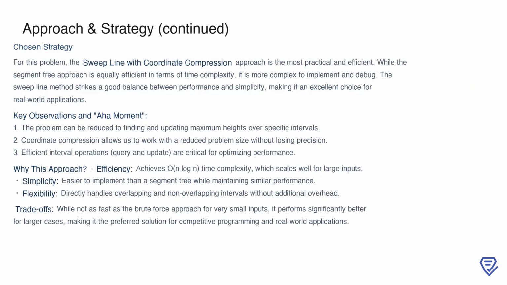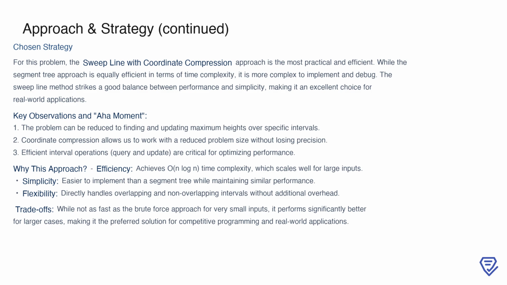Ultimately, the sweepline method with coordinate compression stands out as the most practical and efficient approach for this problem. It simplifies the process while maintaining the same O(n log n) time complexity as the segment tree approach. By compressing the coordinates, we reduce the problem size without losing any precision. This allows us to use a simple array to track the maximum heights at each compressed interval. For each square, we can quickly determine its maximum height, update the relevant intervals, and record the overall maximum height.